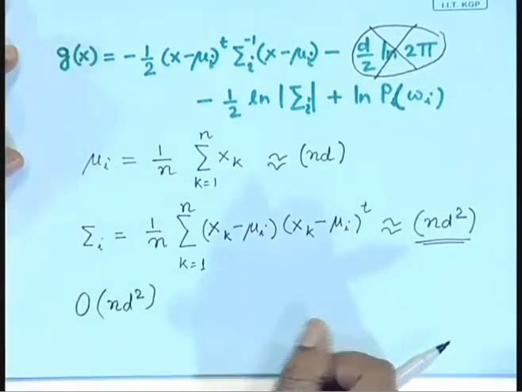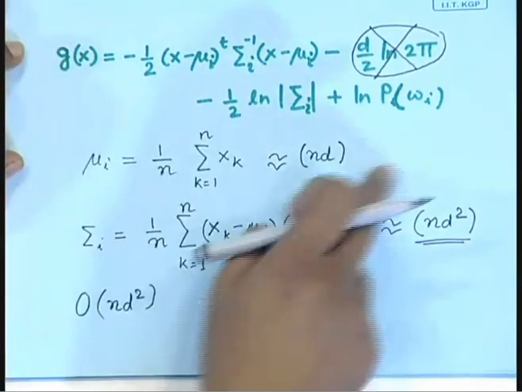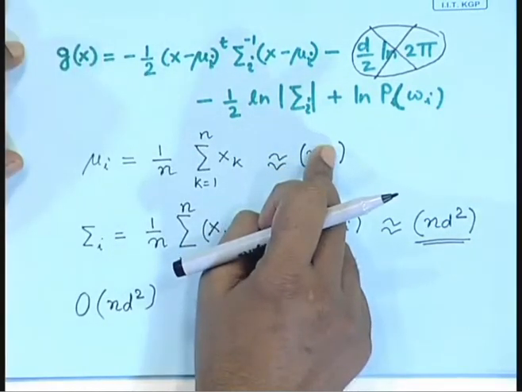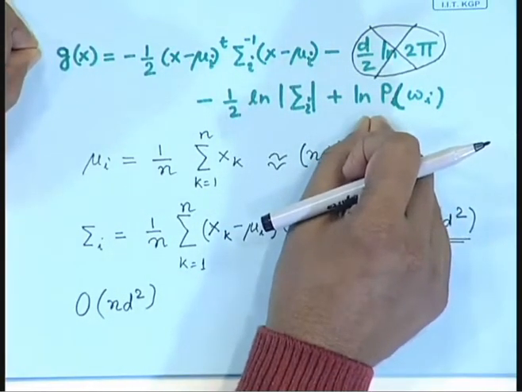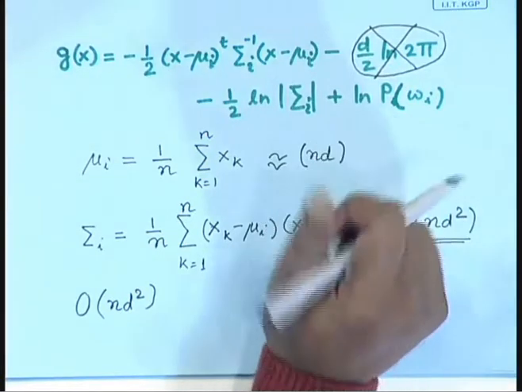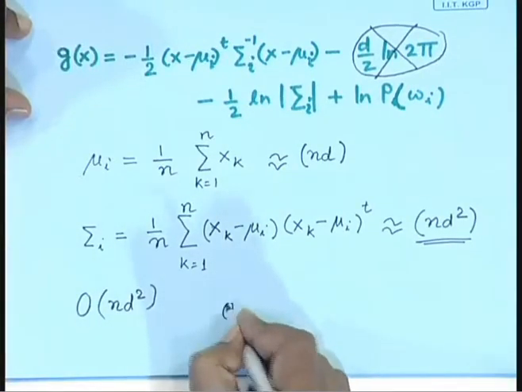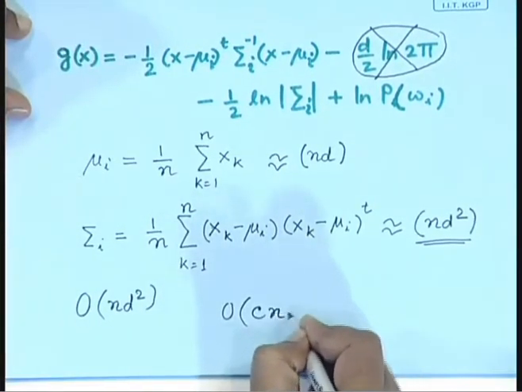Not only that, I have C number of classes. For every class, I have to compute this discriminating function, and then I have to find out which one is maximum. So, before I get the maximum, I have to compute the discriminating function for each and every class, and I have C number of classes. For every class, I have a computational complexity of n into d square. So, for C number of classes, the total computational complexity will be of order C into n into d square.